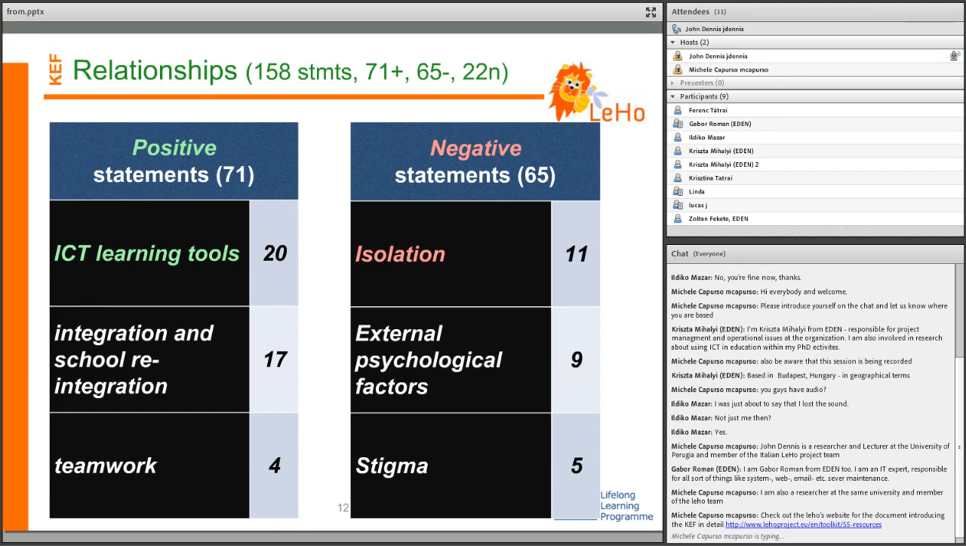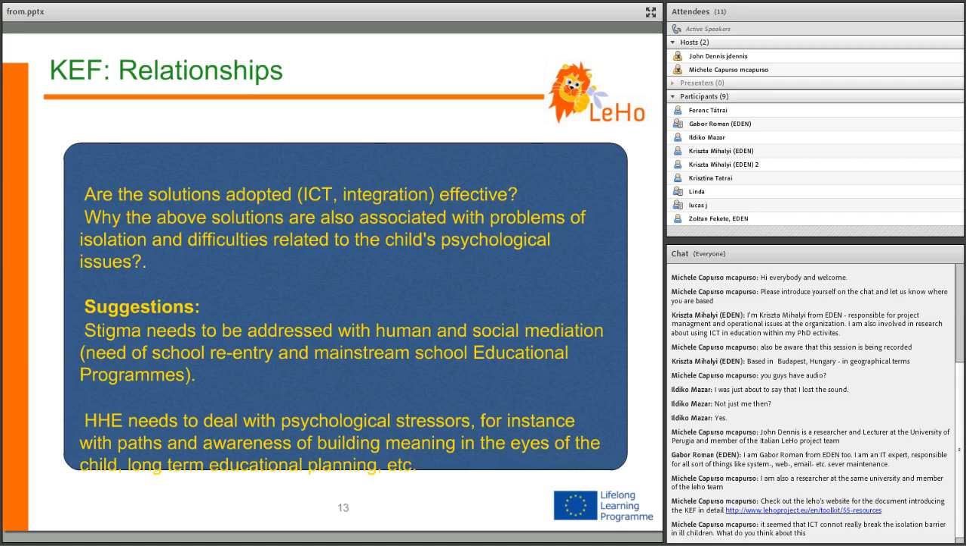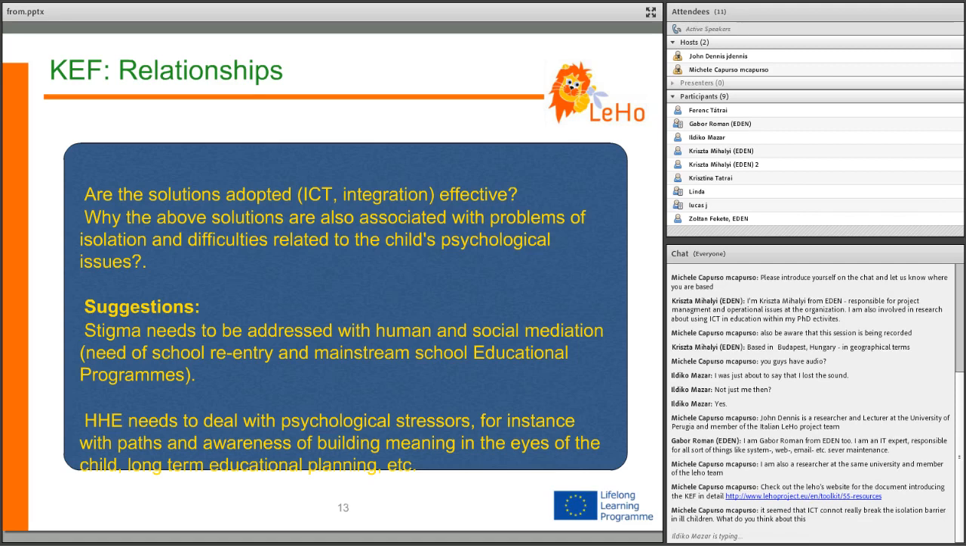What's really interesting is whether there are solutions for ICT that can be effective. Later, when we talk about the second focus group results, there are some answers given there. The suggestion we have is that the stigma regarding the re-entry into school for these children needs to be dealt with.